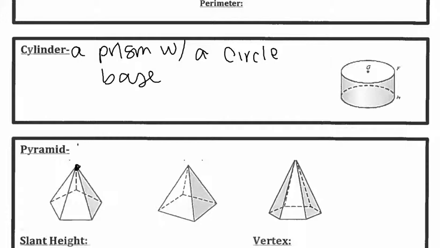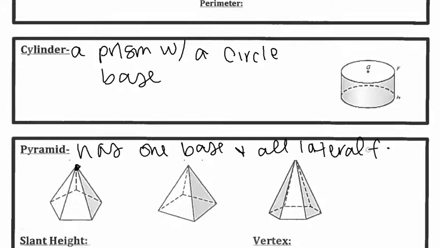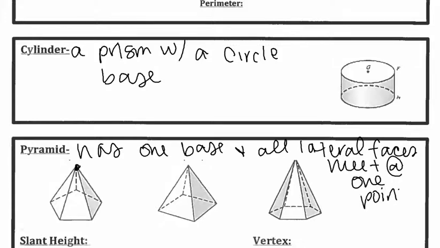So a pyramid has one base, and all lateral faces meet at one point. And that point is called the vertex. That's what the vertex is.